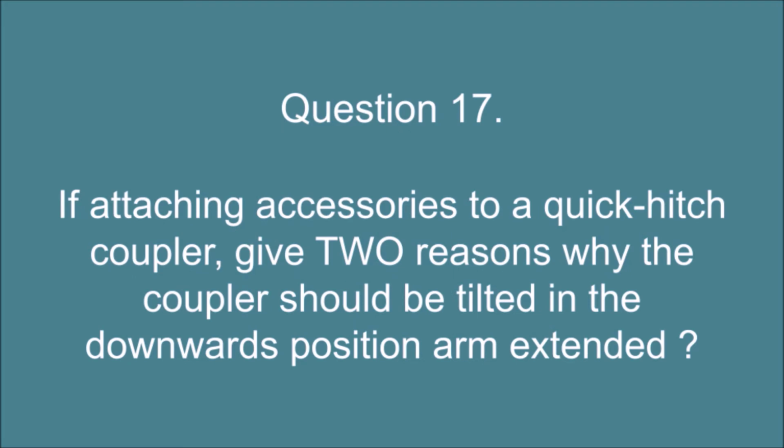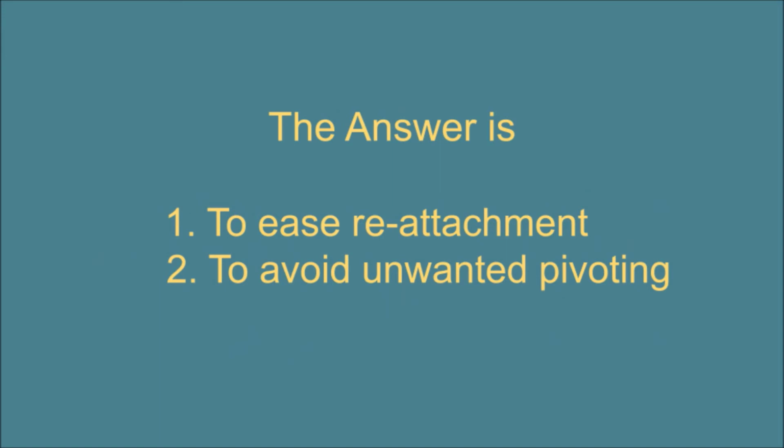Question 17. If attaching accessories to a quick hitch coupler, give 2 reasons why the coupler should be tilted in the downwards position, arm extended. The answer is 1. To ease reattachment. 2. To avoid unwanted pivoting.